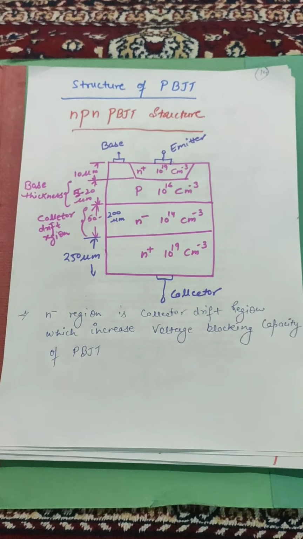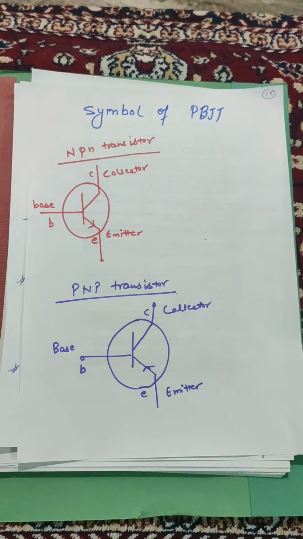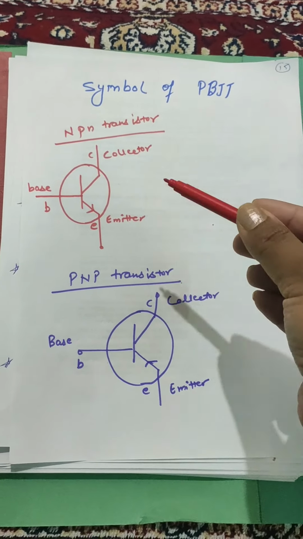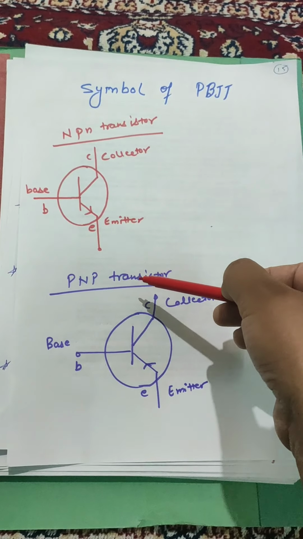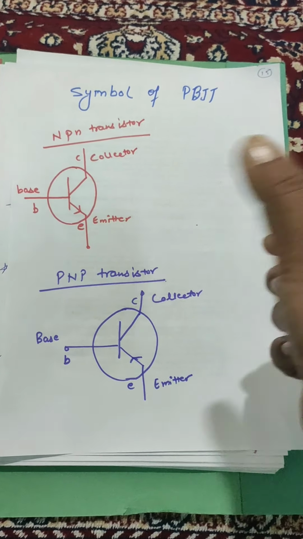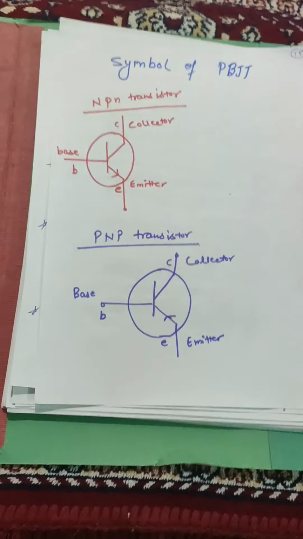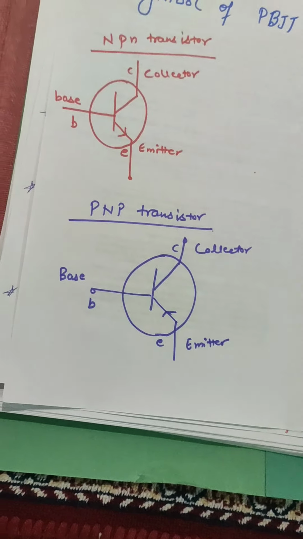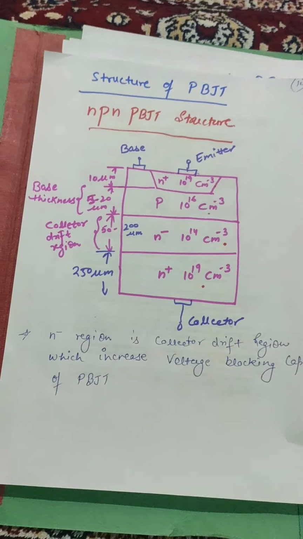This is the symbol of power BJT. It is just like a normal BJT. First we see the NPN transistor, where the arrow points outside, and in the PNP transistor the arrow is inverted. There are three main terminals: the collector, base, and emitter, and two junctions. It is a 3-layer, 2-junction device.